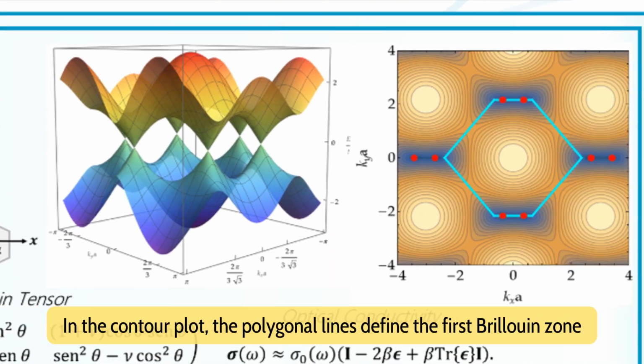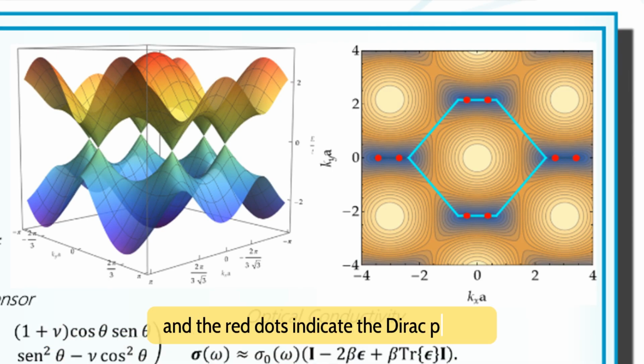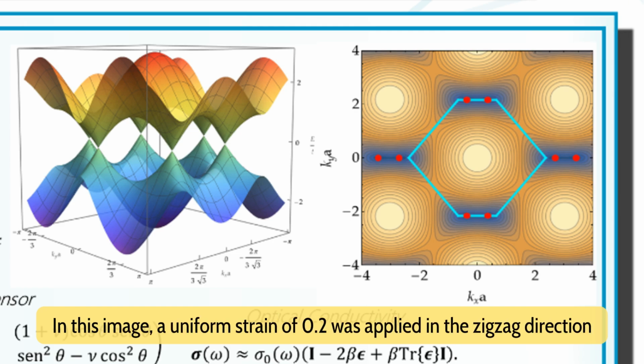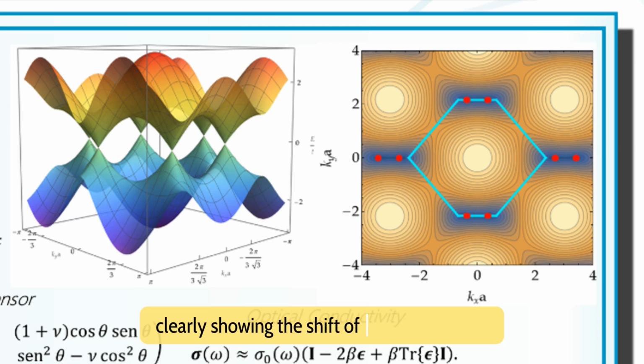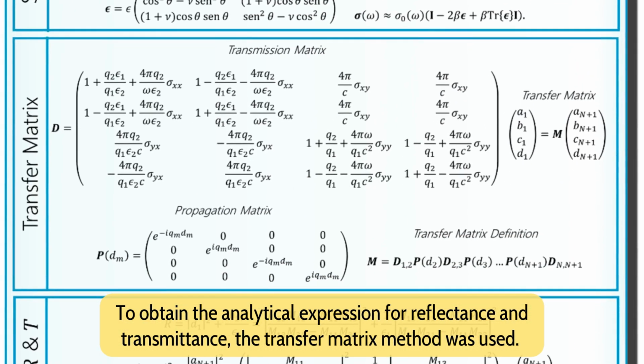In the contour plot, the polygonal lines define the first Brillouin zone, and the red dots indicate the Dirac points. In this image, a uniform strain of 0.2 was applied in the zigzag direction, clearly showing the shift of the Dirac points. To obtain the analytical expression for reflectance and transmittance, the transfer matrix method was used.